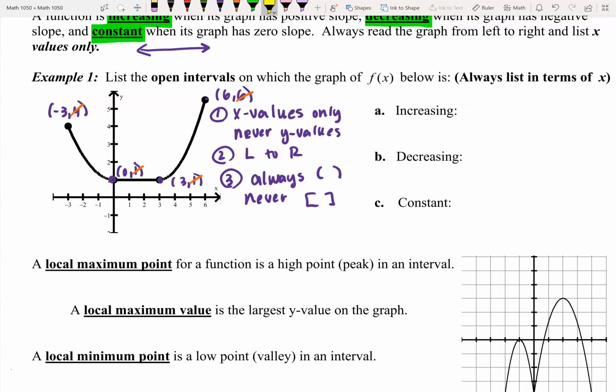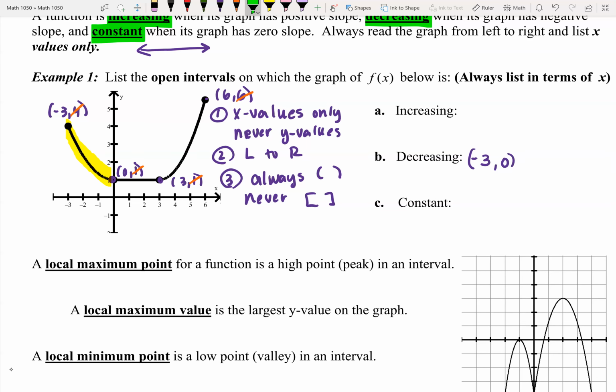Now, you start on the left part of the graph, and you guys tell me what's happening on this road. Increasing, decreasing, or constant? Tell me. Decreasing, right? Where does the decreasing begin? -3. Where does the decreasing end? You guys tell me. 0. And how do I close them? Always with parentheses. Good.